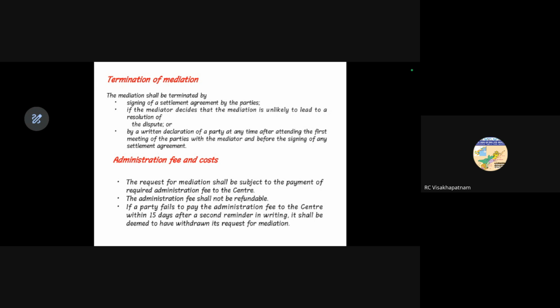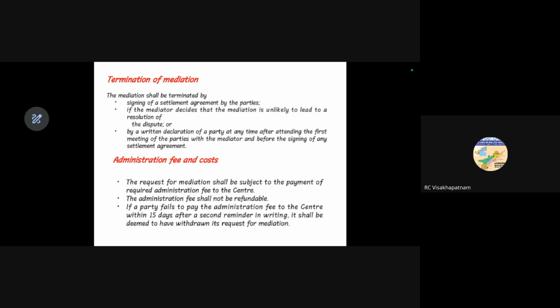Termination of mediation. When should the mediation be terminated? The mediation shall be terminated by the signing of a settlement agreement by the parties, or if the mediator decides that the mediation is unlikely to lead to a resolution of the dispute, or by a written declaration of a party at any time after attending the first meeting of the parties with the mediator and before the signing of any settlement agreement. So, in these three conditions, termination of mediation happens.